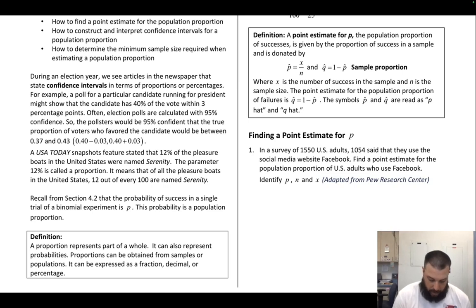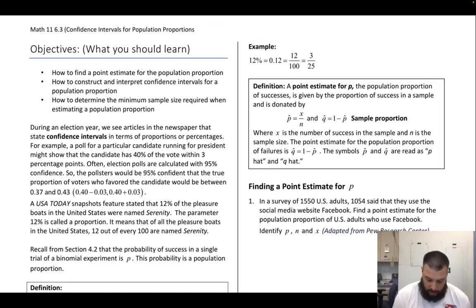So some quick reminders on a definition here. A proportion represents parts of a whole. It can also represent probabilities, and it can come from a sample or a population, and it can be expressed as a fraction, decimal, or percentage. Most commonly it is seen as a decimal or a percentage, right? But we get a fraction that leads us to those two things, as you see up here in the example: there's a percentage, there's a decimal, and then there are the fractions that lead to that.